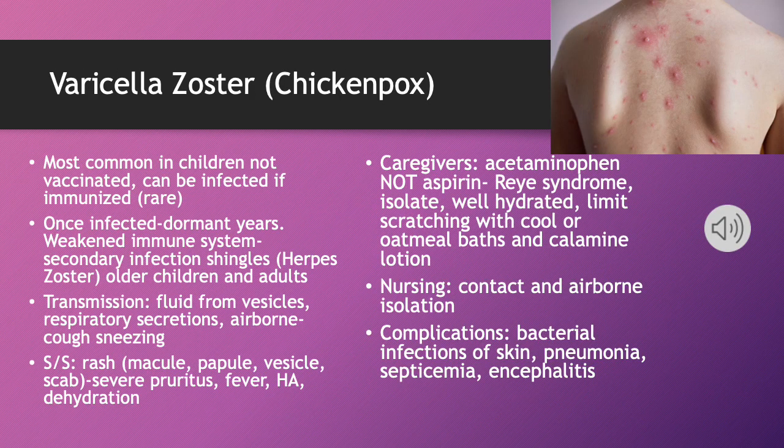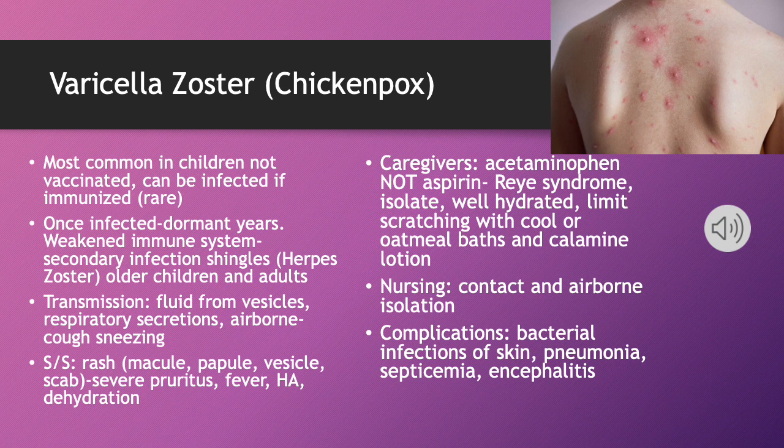The last viral communicable disease we're going to talk about is varicella, which is called chickenpox. It's very common, again, in children who are not immunized. They can be infected if they're immunized, but it's very rare, and it's usually less severe than somebody who's not immunized. It's also important to know that once somebody's infected with this illness, it does stay dormant in their body for years. And then if for some reason later in life they have a weakened immune system, they can end up with a secondary infection called shingles. And this can come out with older children and older adults.